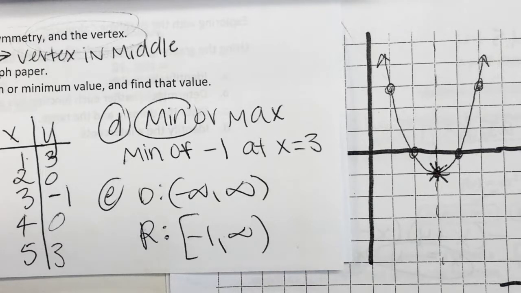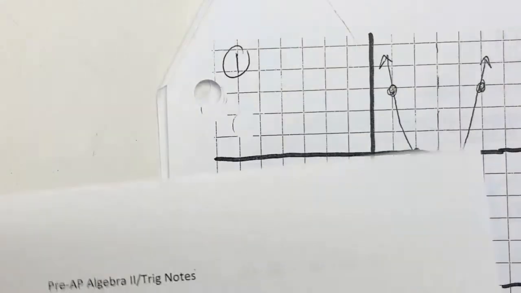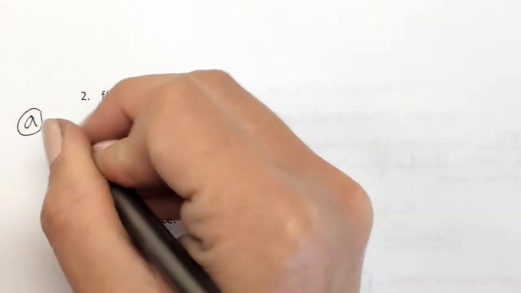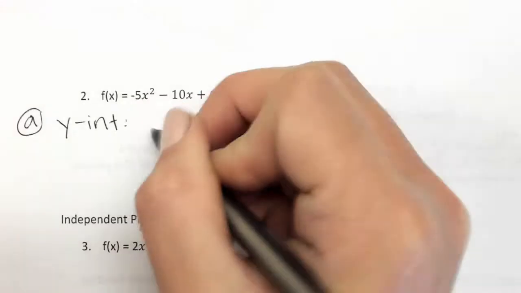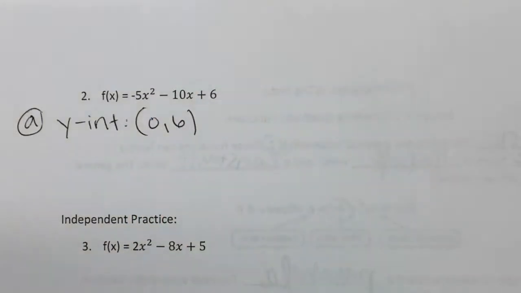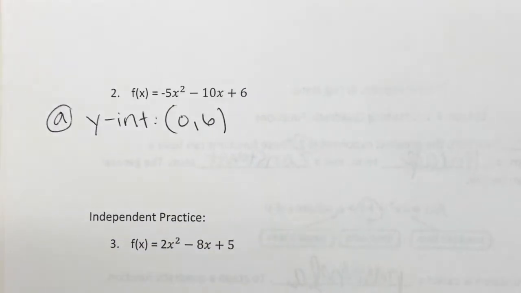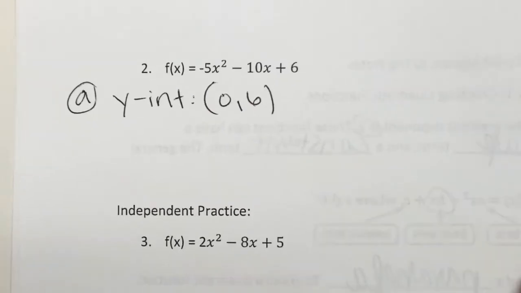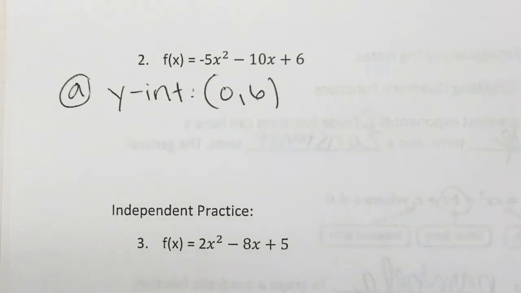Let's do one more together. Number 2. Alright, starting with y-intercept. Tell me quickly. Y-intercept. How'd you know that? It's the constant term. Good. I like when y'all use math language. Makes me happy. Alright, axis of symmetry. Tell me the formula without cheating.